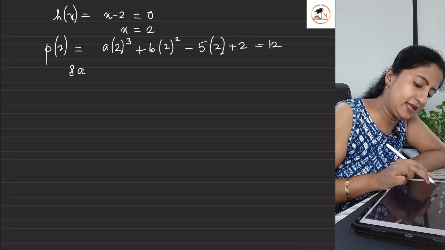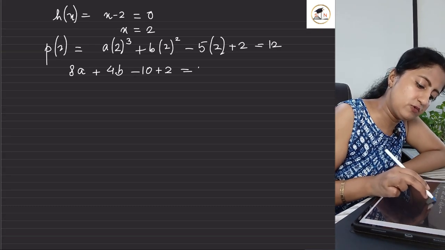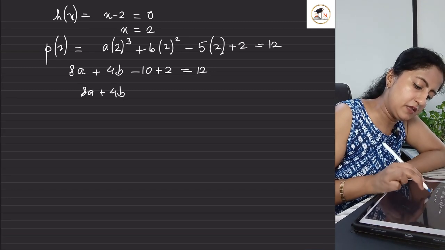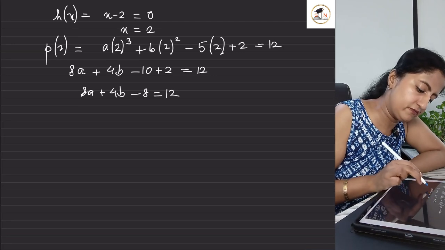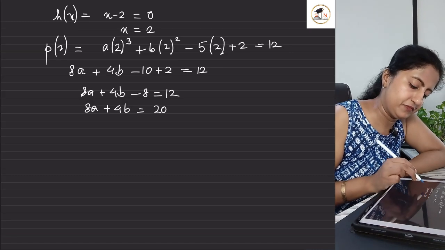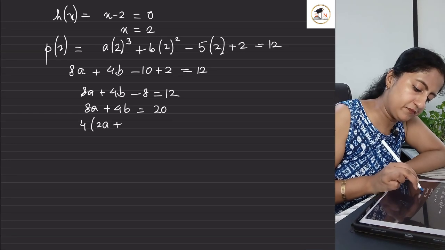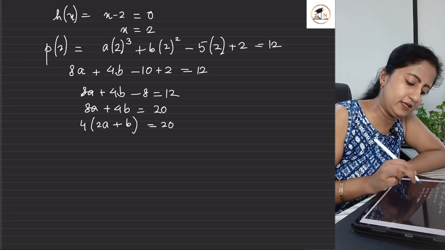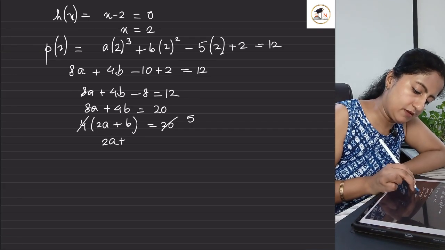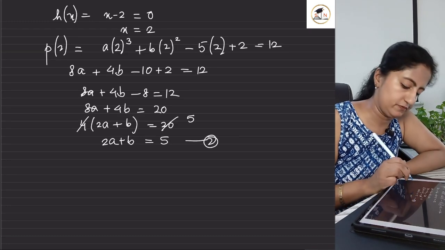Simplifying it gives me 8a plus 4b minus 10 plus 2 equals 12. 8a plus 4b minus 8 equals 12. 8a plus 4b becomes 20. Again, removing 4 as a common factor gives me 2a plus b equals 20. Now, cancelling this gives me 5 on the right. So 2a plus b equals 5. This becomes my second equation.